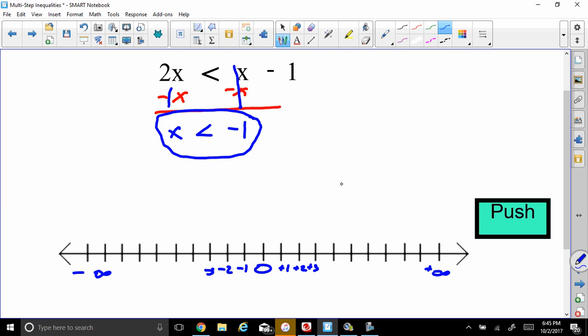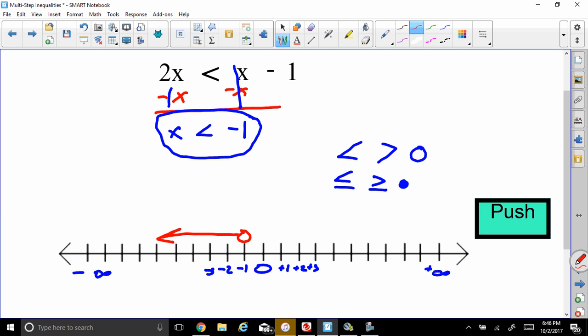So now, if you remember, when we use these two symbols, less than or greater than, you use an open circle to graph. When you use the less than or equal to symbol, or greater than or equal to symbol, you use a colored in circle to graph. So since I'm using this less than symbol, I'm going to go right on top of the negative 1, put an open circle, and then I'm pointing in this direction. All these numbers going this way are less than negative 1. So there is my graph of this inequality.